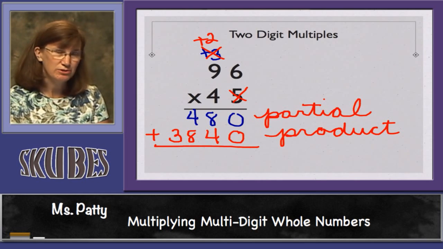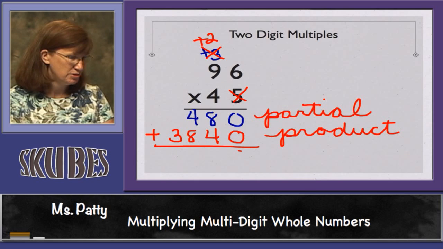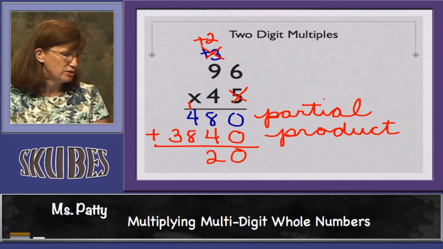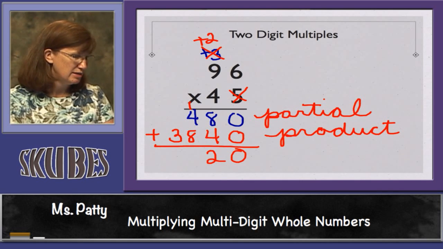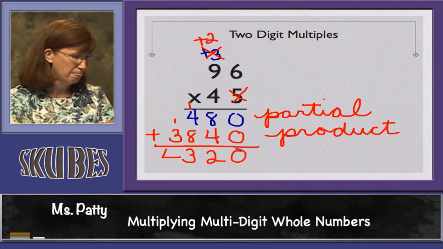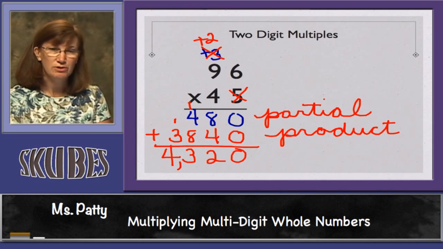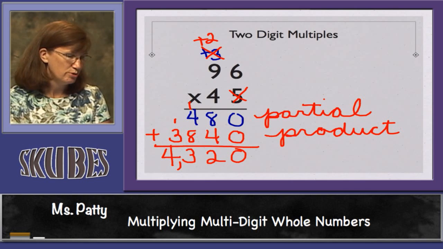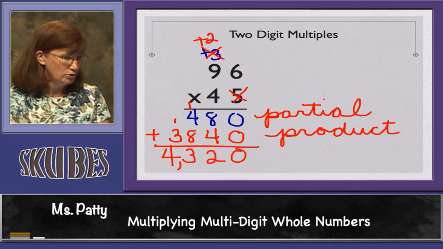We start with the ones house as always. 0 plus 0 is 0. 8 plus 4 is 12. Put down your 2. Carry your 1. 1 plus 4 is 5. Plus 8 is 13. Write your 3. Carry your 1. 1 plus 3 is 4. Put your comma in, and your answer is 4,320. We'll do another problem for practice.